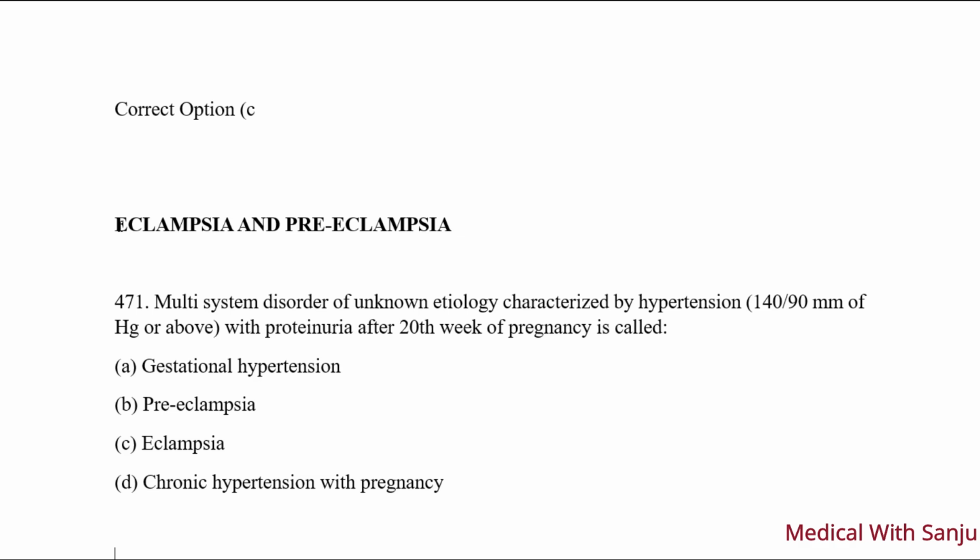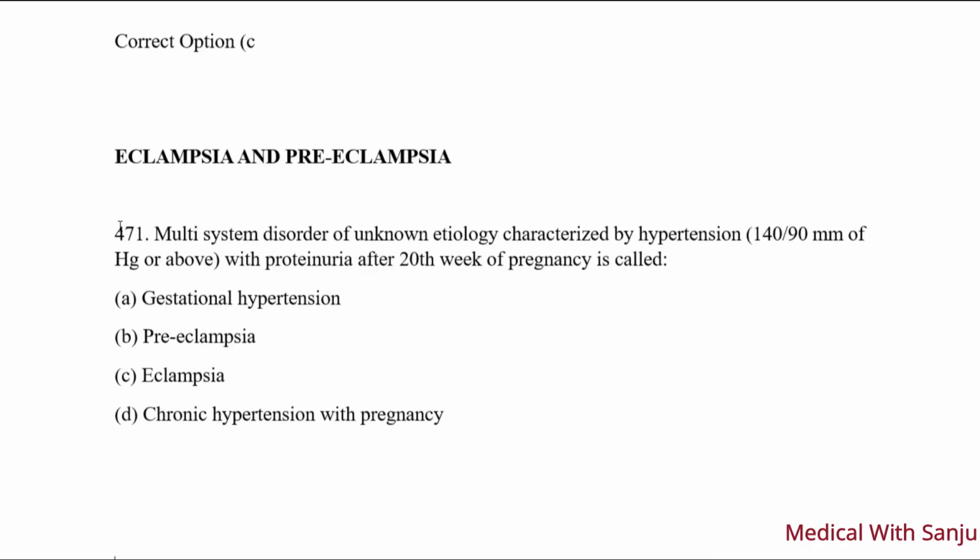Question number 471. Multi-system disorder of unknown etiology characterized by hypertension 140/90 mm of Hg or above with proteinuria after 20th week of pregnancy is called. Option A gestational hypertension, option B preeclampsia, option C eclampsia, and option D chronic hypertension with pregnancy. This condition is known as preeclampsia. Option B is right answer.